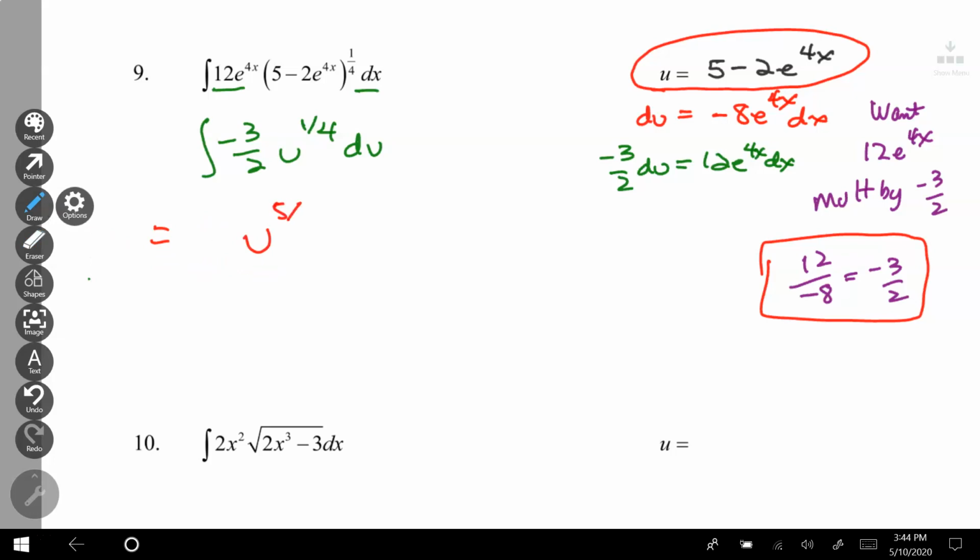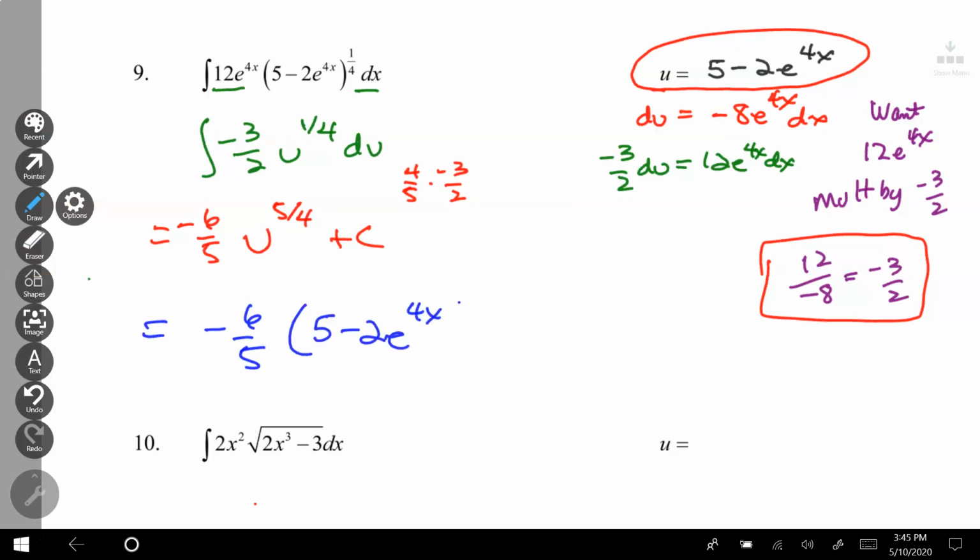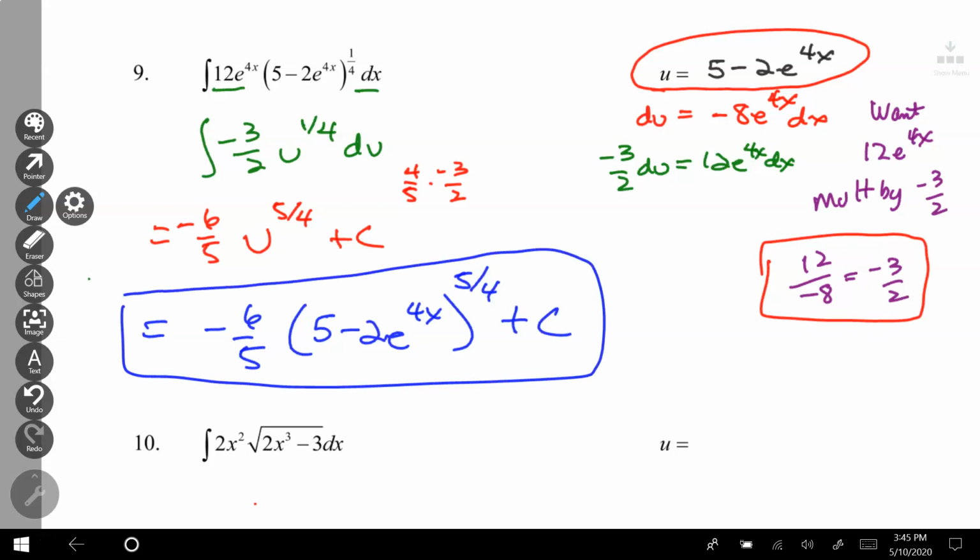It's going to be u to the 5/4 when I add 1, and I got to realize, well, that reciprocal is 4/5 times my number up front, negative 3 over 2. I clean it up, I get negative 6 over 5 plus c, and then I could clean it up and do negative 6 over 5 times u, which is 5 minus 2 e to the 4x, raised to the 5 over 4, plus c. That is its integral or antiderivative.